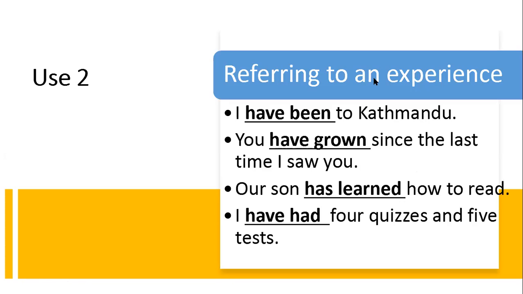The second one is referring to an experience, which I have already explained earlier. I have been to Kathmandu. That is an experience of mine. You have grown since the last time I saw you. Our son has learned how to read. I have had four quizzes and five tests. These are the experiences of people, where we can use have or has plus past participle.